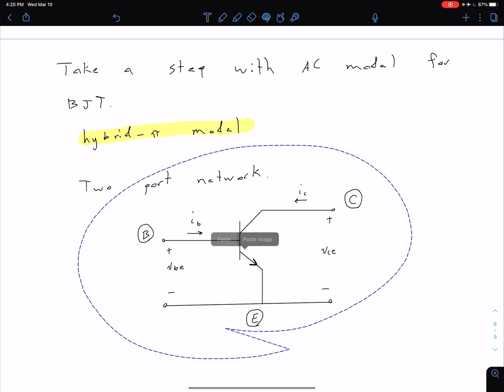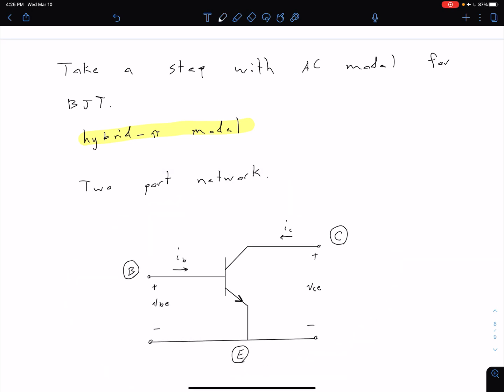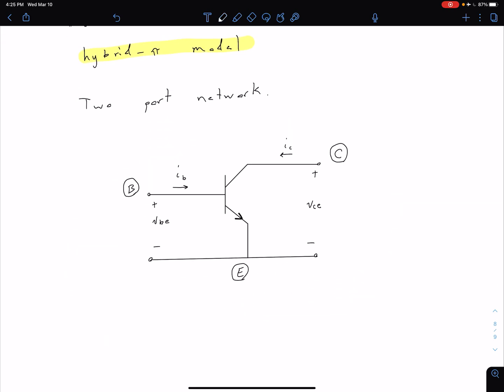What that looks like is we can redraw that BJT as something that looks like this. Notice I've labeled our base, emitter, and collector terminals. By definition, with a two-port network, we have an input port with two terminals. Over here on the left, our base emitter port is our input. So we have some input current, which is our base current, and some input voltage, which is VBE. Then over here on the right, we have our output port, which is our collector emitter terminals. We have some output current IC as well as the output voltage VCE.